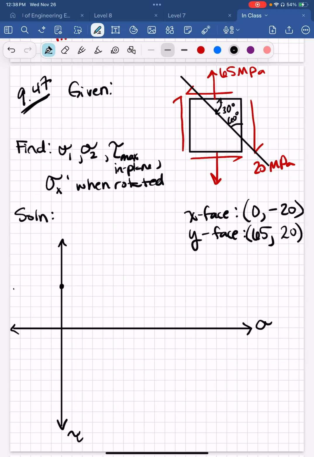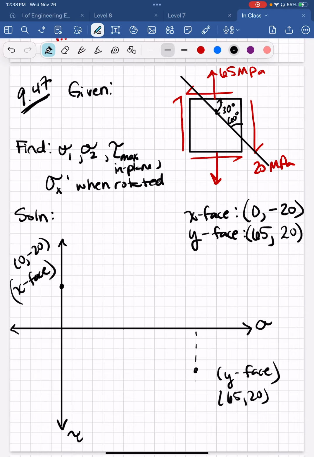This is the X face. And then the Y face is 65, 20. So 10, 20, 30, 40, 50, 65 right here. And then 20 right here. So that's the Y face. I'll just write 65, comma 20. And the X face was a 0, negative 20.